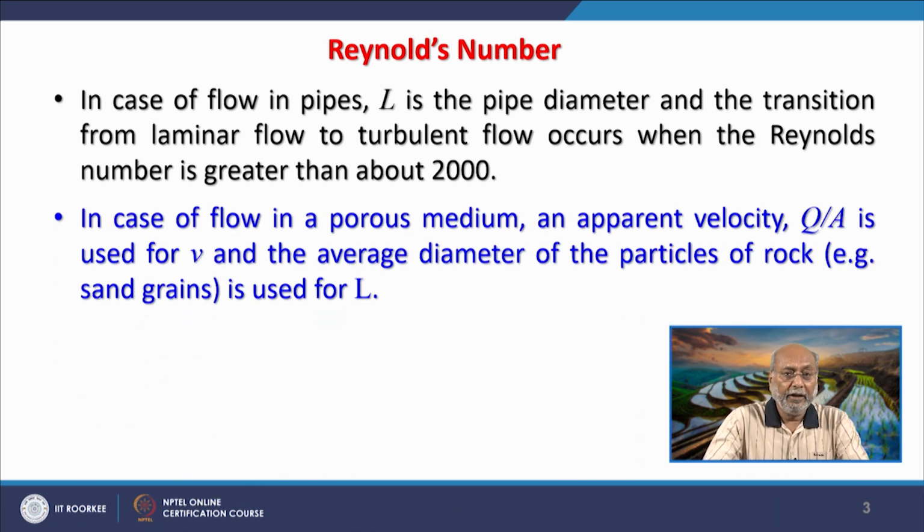In case of flow in a porous medium, now we are talking about an aquifer or flow through rocks or some geological formations, the apparent velocity, that is q upon A, is used for V, and the average diameter of the particles of rock, for example sand grains, is used for L. Here the turbulence will occur when N_R is more than 100.